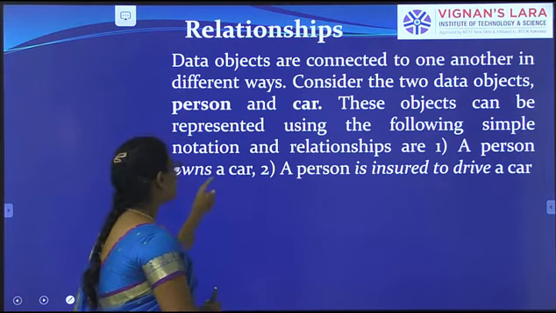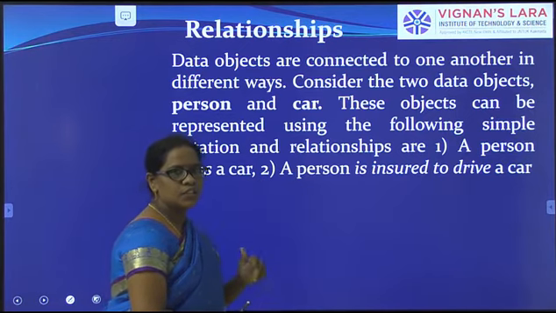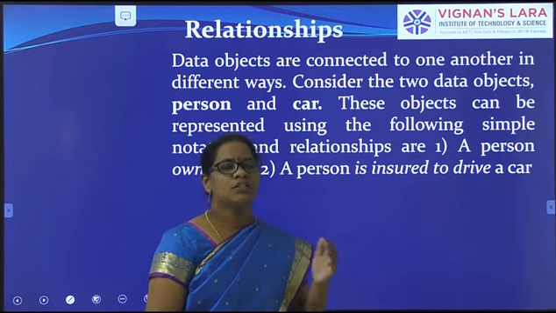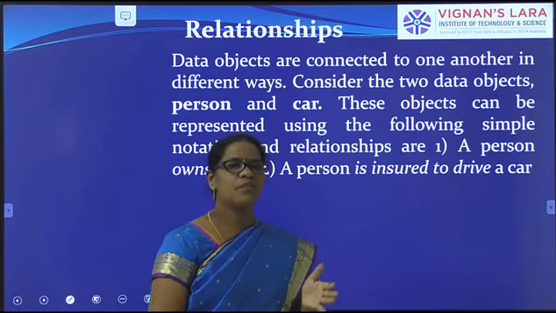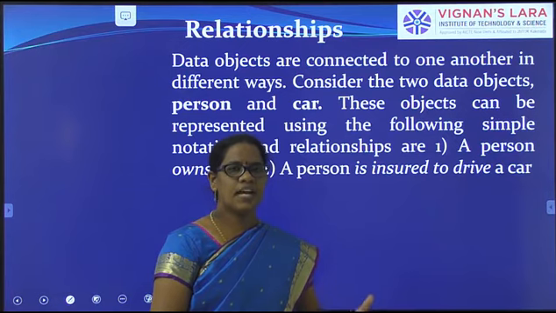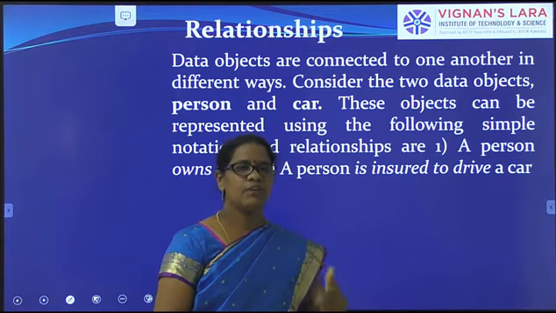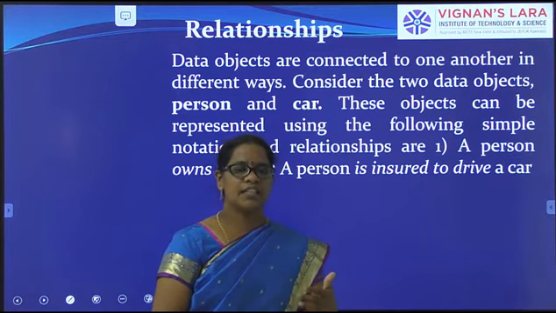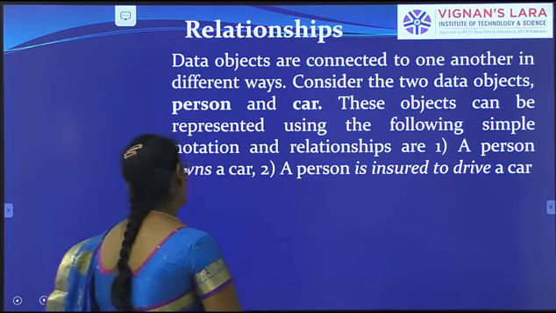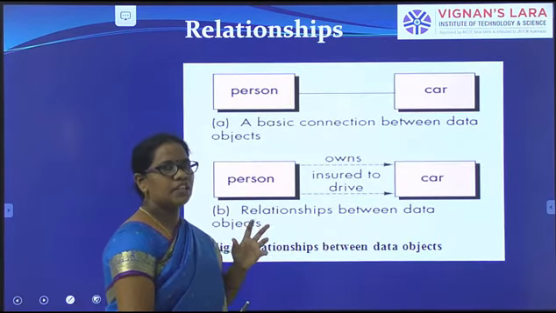The first one is that a person owns a car. So one person should have one car. A person is also insured to drive a car. So whether he has his own car, that means the ownership of the car is with the person. At the same time, the person drives the car. That means the person is giving some instructions to the car to move. So that is a relationship. Those are the relationships that we can use to connect two objects.